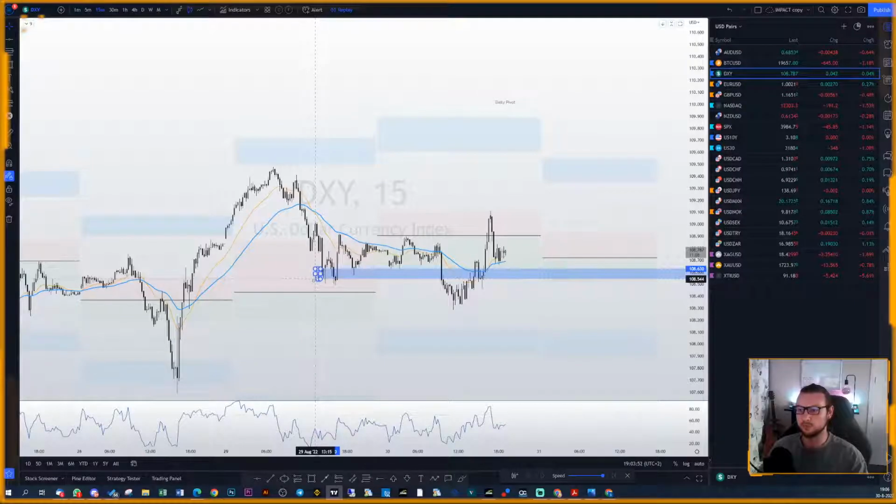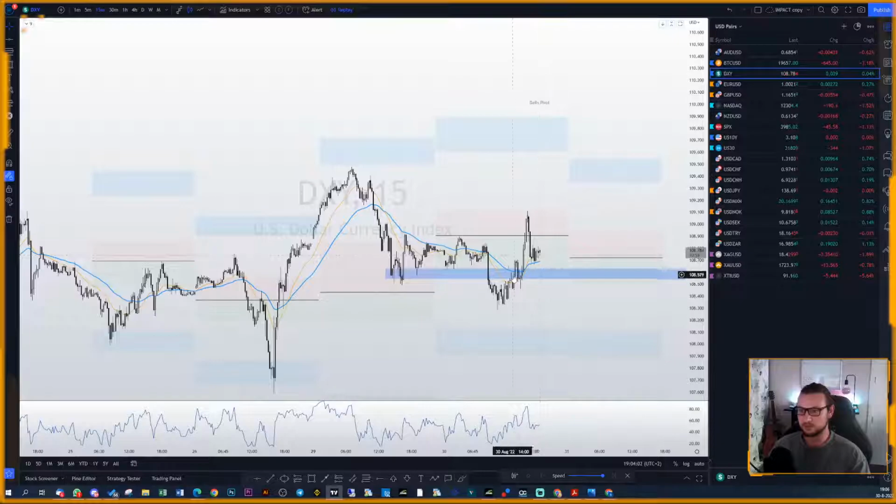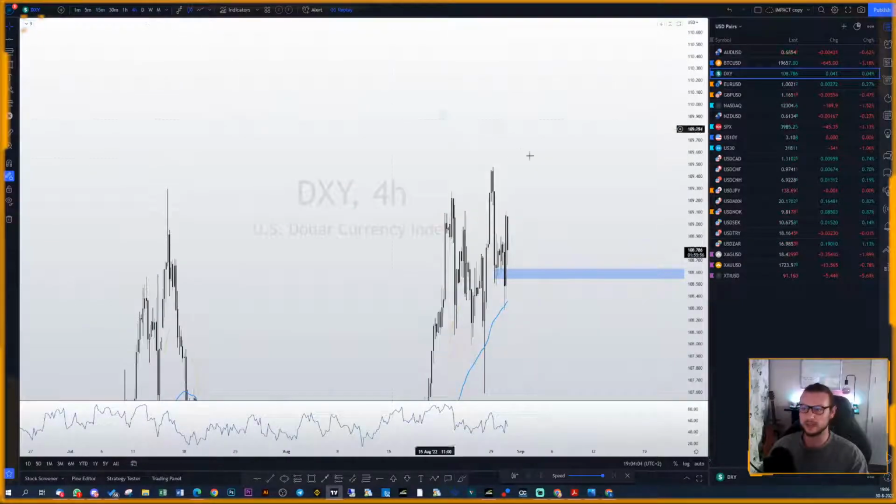Okay, so if you are entering here and you have a stop loss right over here, they push it down, they take you out, they take your money, and they move higher. Okay, that's how the game is played. So you have to take that into account. You have to be smart about that.